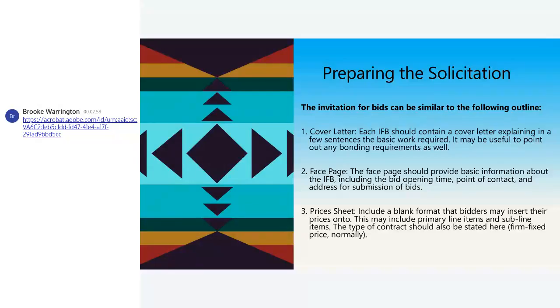It can be useful to point out any bonding requirements. Your face page: basic information about the IFB, including the bid opening time, point of contact, address for submission of bids. Price sheet: a blank format bidders insert their prices into. It can include a primary line and sub-line items. The type of contract should also be stated. It's going to be a firm fixed price, or whatever you're going to use. That's the most common.